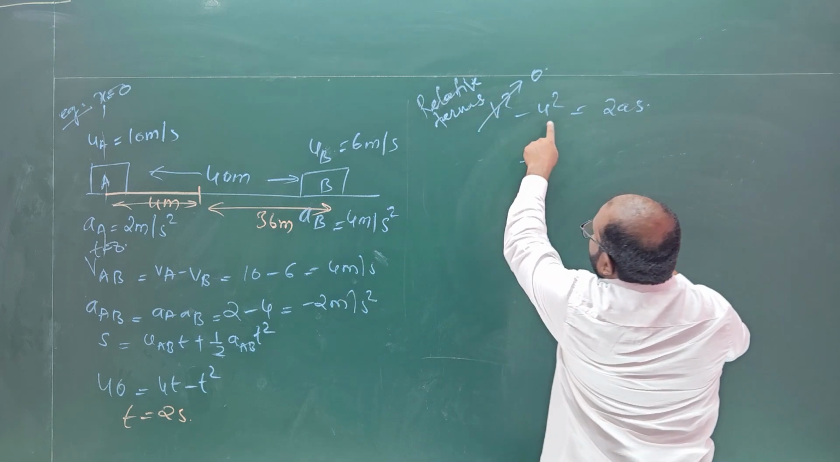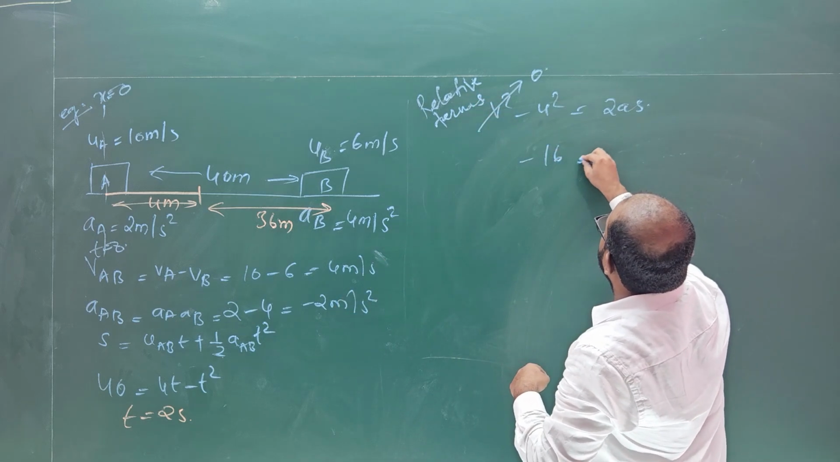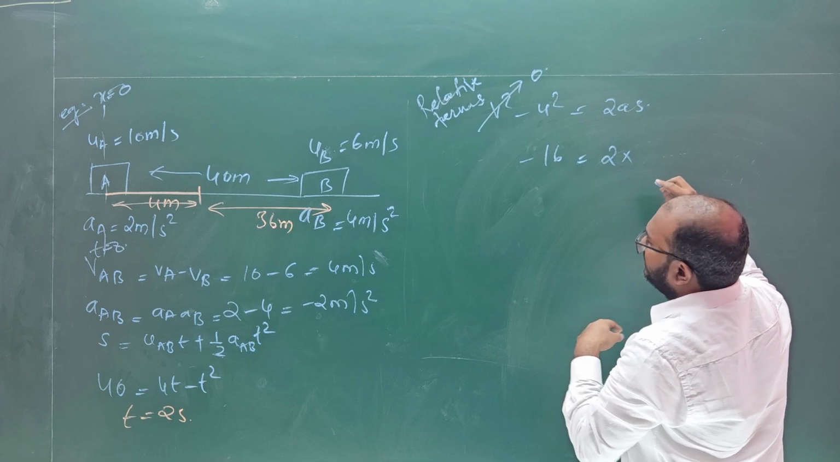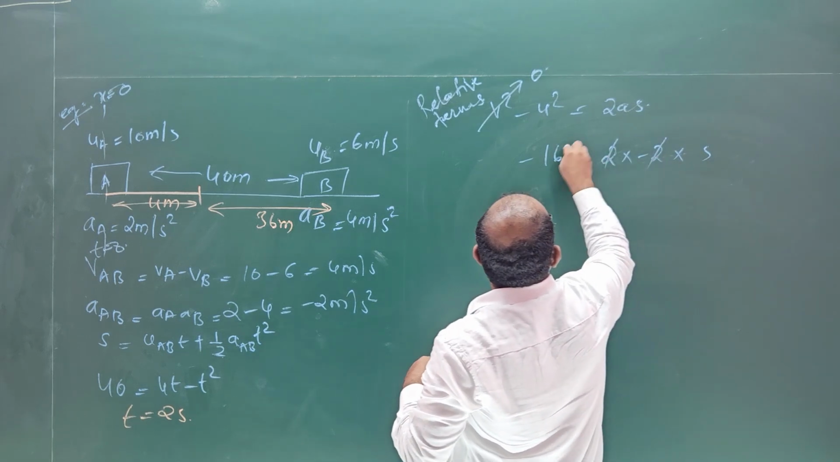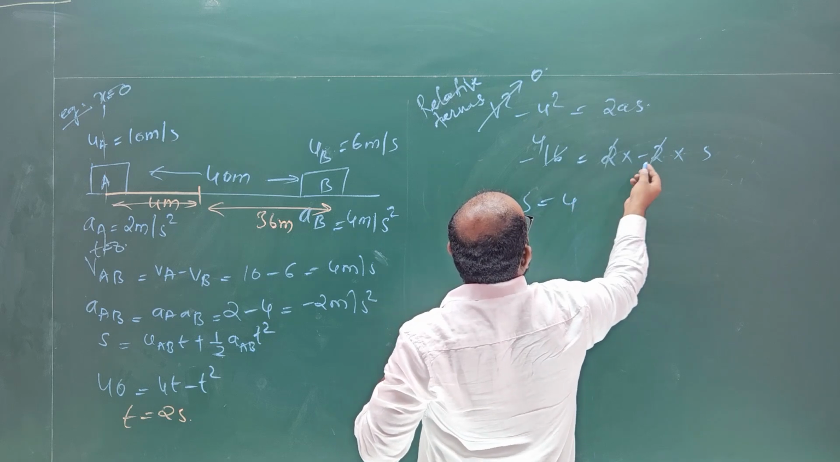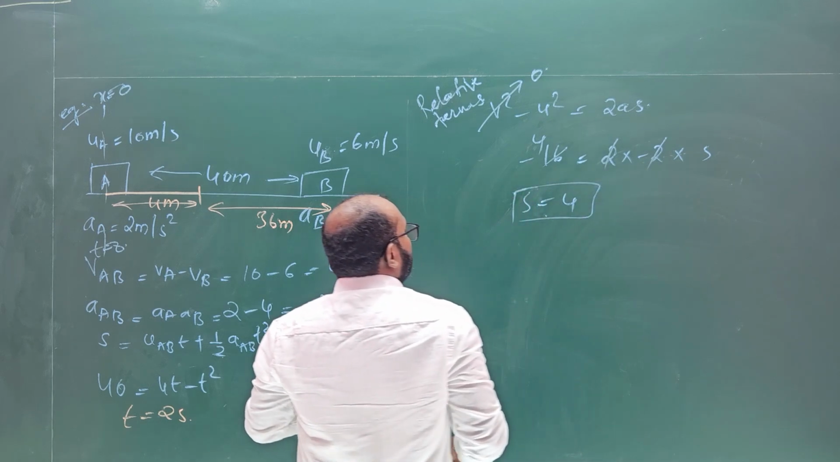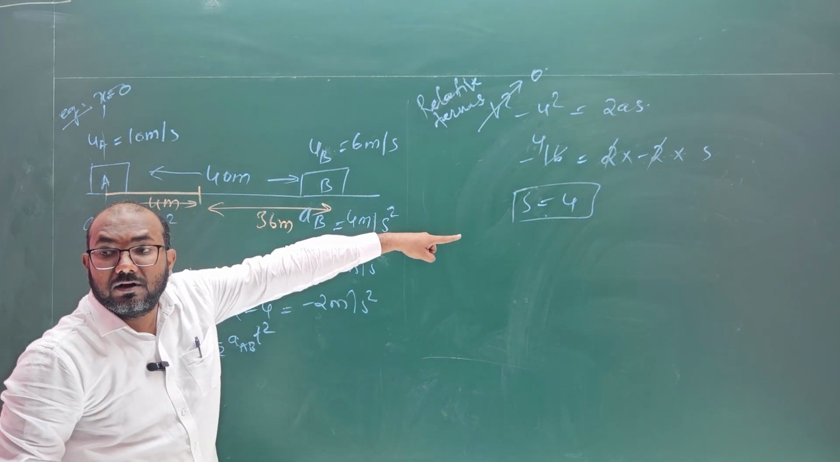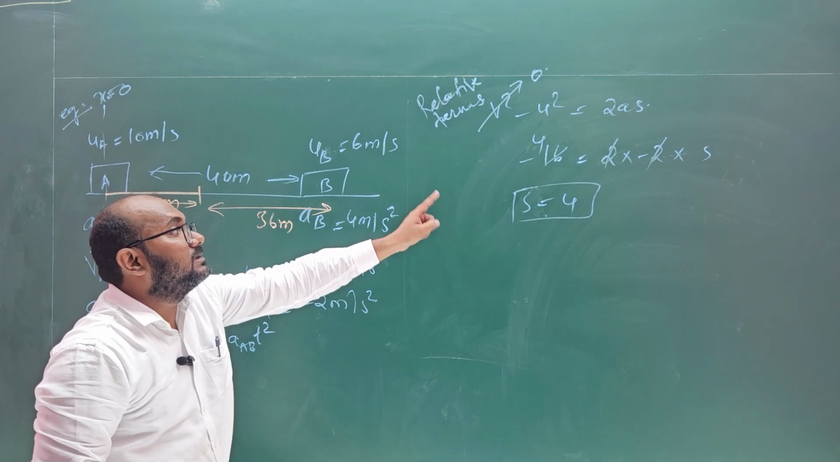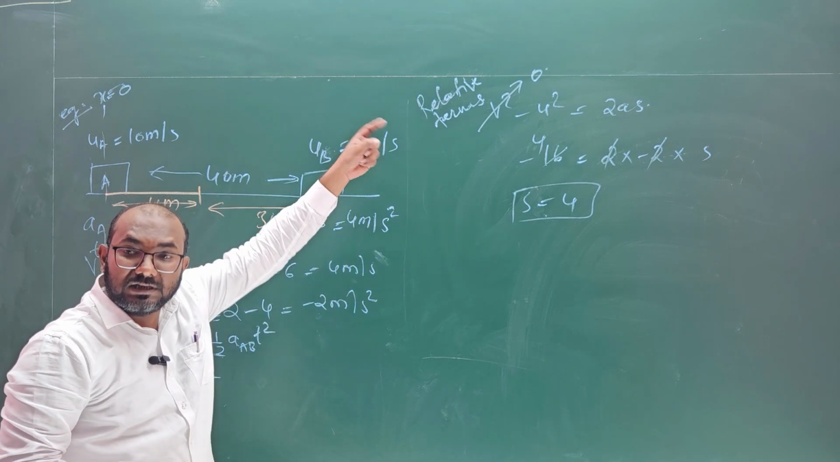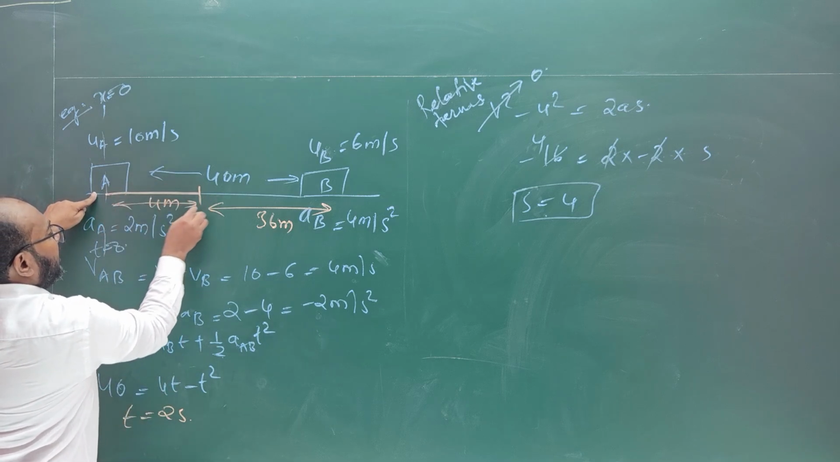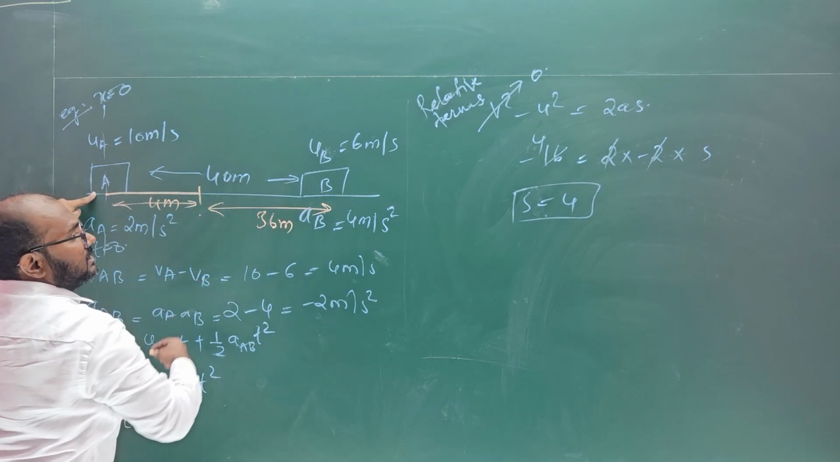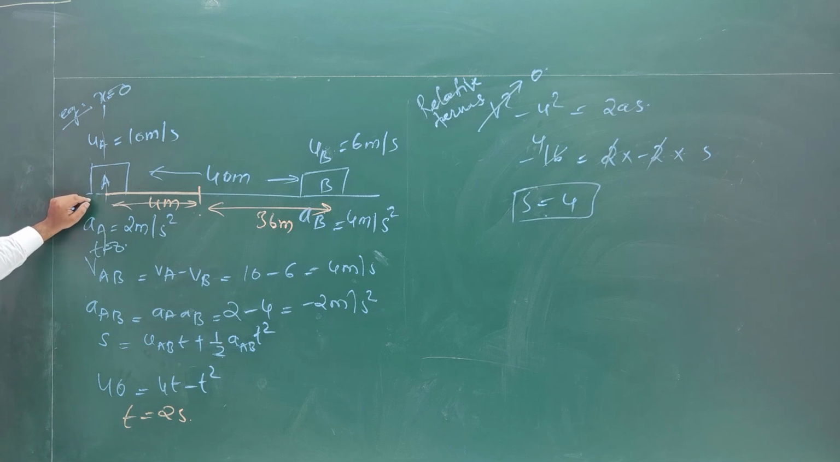Okay, now u is 4, square that is 16, which is equal to 2 into acceleration, minus 2, into displacement. 2 ones are 2, 4, 4, 4s is equal to 4, so s is equal to 4. So again, s is not the minimum distance. S is the position where the velocity becomes 0. Similarly, again the body will return back after some more time. Still the distance remains 36 meters.